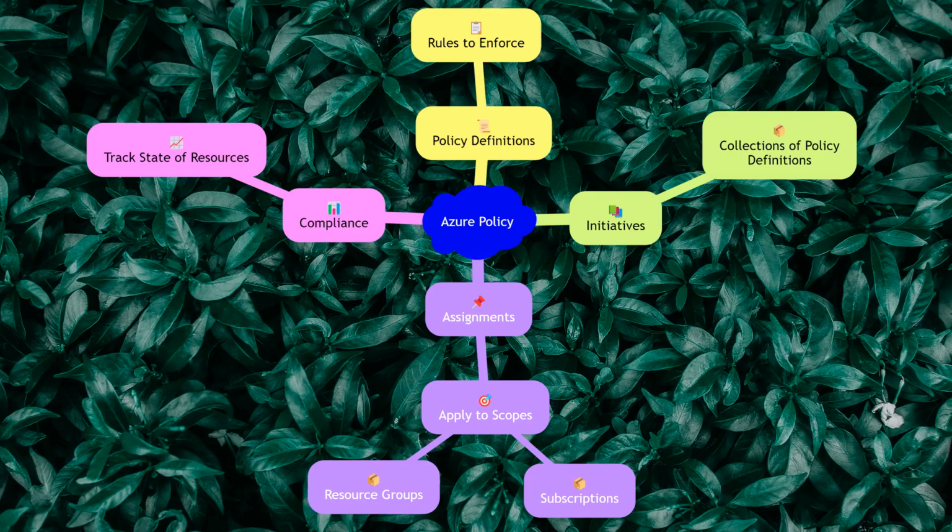Azure Policy consists of several core components: policy definitions, initiatives, assignments, and compliance. Policy definitions are the rules you want to enforce. Initiatives are collections of policy definitions. Assignments apply policy definitions or initiatives to specific scopes, such as subscriptions or resource groups. Compliance helps you track the state of your resources against the policies.